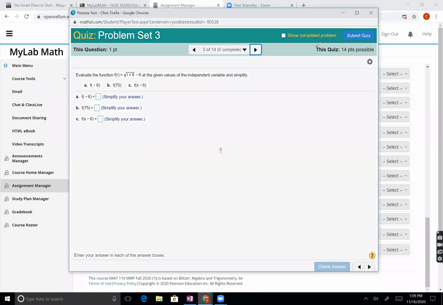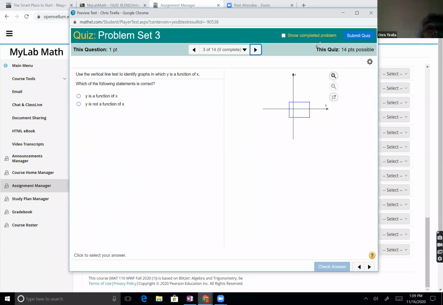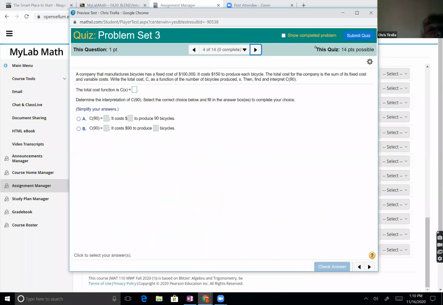Next question asks you to use the vertical line test to decide whether this is a function or not. Is this a function? No, because it fails the vertical line test. The vertical line could intersect in 2 points. Great. That one's almost too easy.